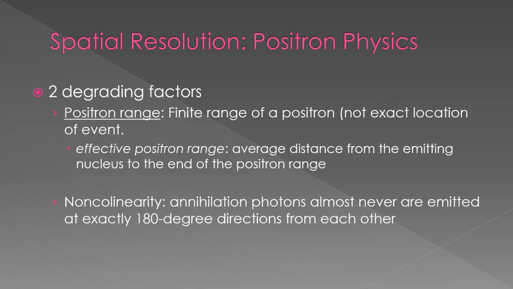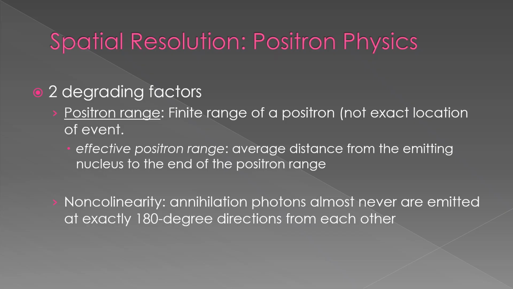So a couple things that degrade the spatial resolution, like I said, that effective positron range. This is the finite range of a positron. It's not the exact location of the event. And the effective positron range is the average distance from an emitting nucleus to the end of the positron range. So that's just the average.